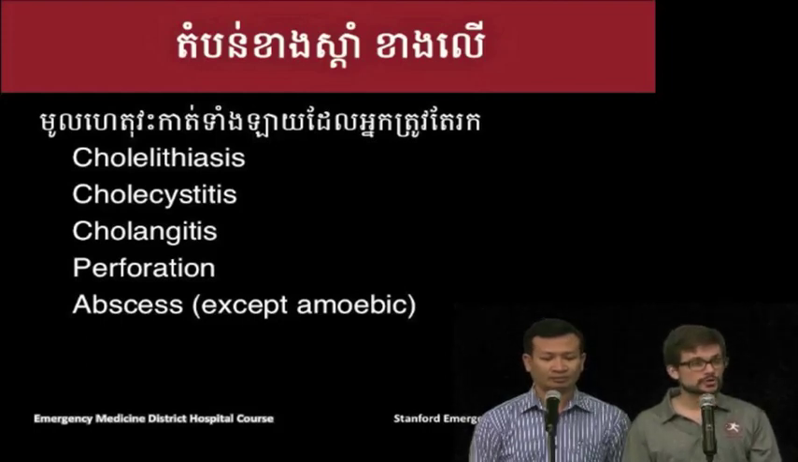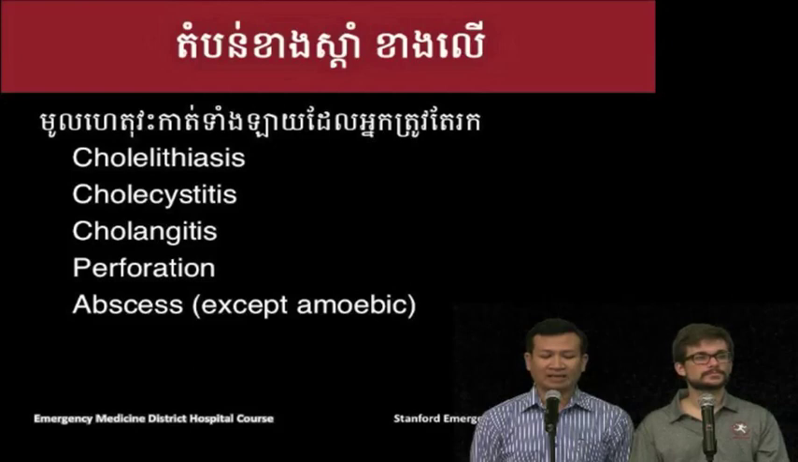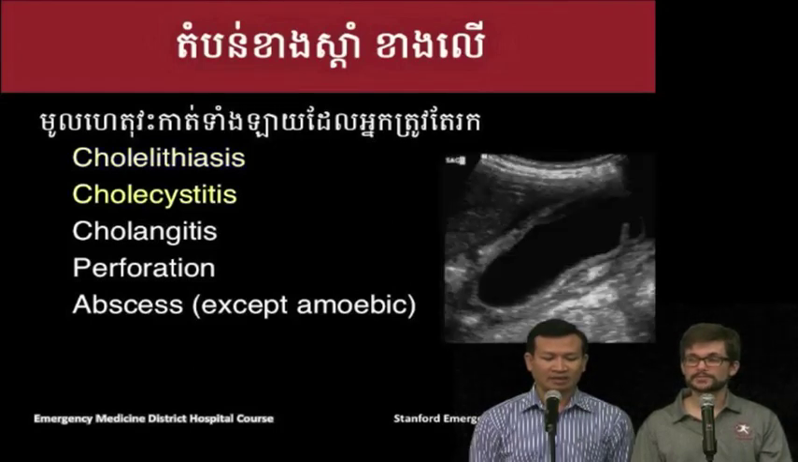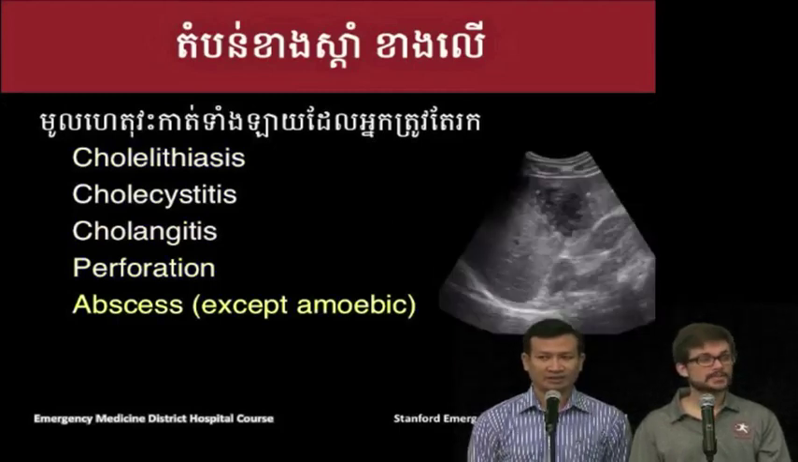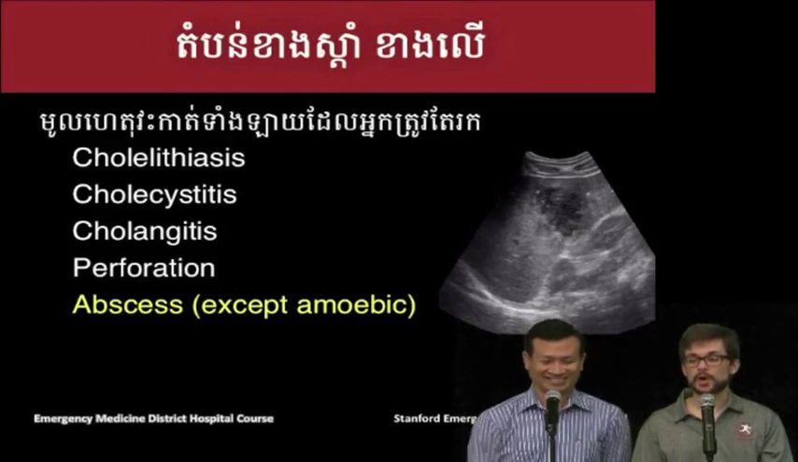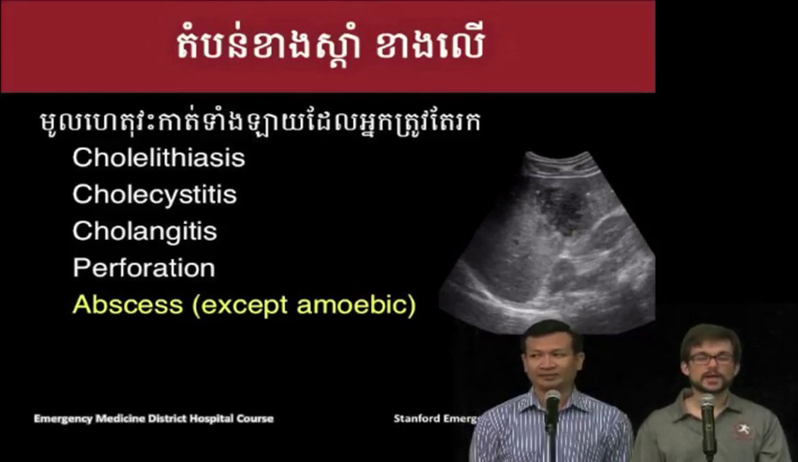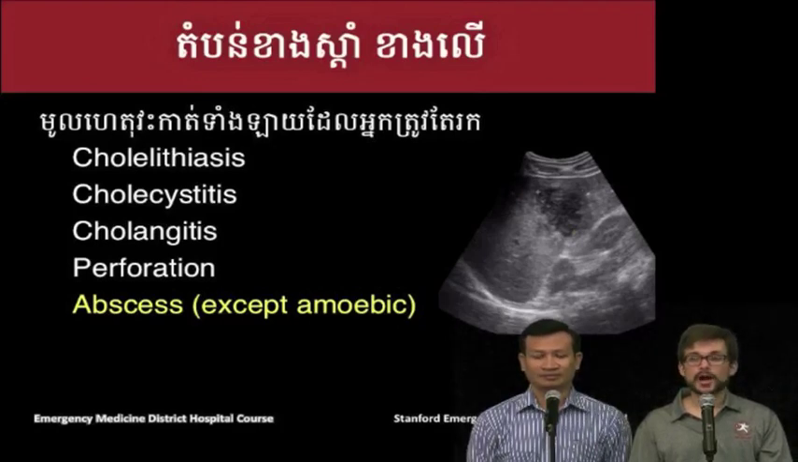The differential diagnosis for surgical causes that you must find in right upper quadrant pain includes cholelithiasis, cholecystitis, cholangitis, perforation, and abscess, except for amoebic abscesses, which are only treated with antibiotics in most cases. Remember that we are emphasizing in this lecture the surgical causes that you can find. As surgical causes, we'll need to have a surgeon consulted immediately to save the patient's life.